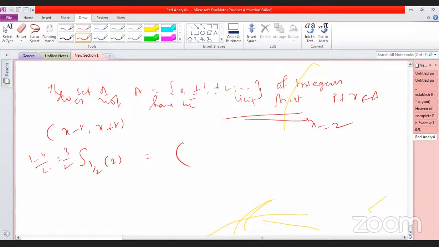Then 5 by 2. How did 5 by 2 come? 2 plus 1/2, take the LCM. Clear, Naveen and all of you? So it does not contain an integer other than 2. So this is what they will ask about the limit point.